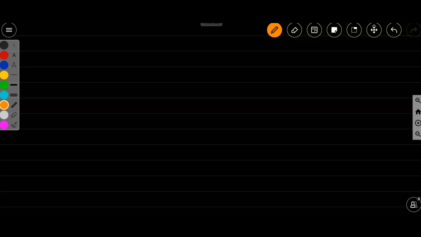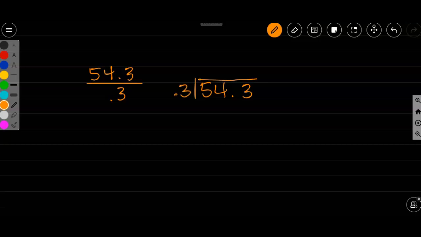If we have 54.3 divided by 3/10. Now this is craziness, right? That is a fraction. It's really actually still just division. Let's write it out. Okay, so 54 and 3/10 divided by 3/10.